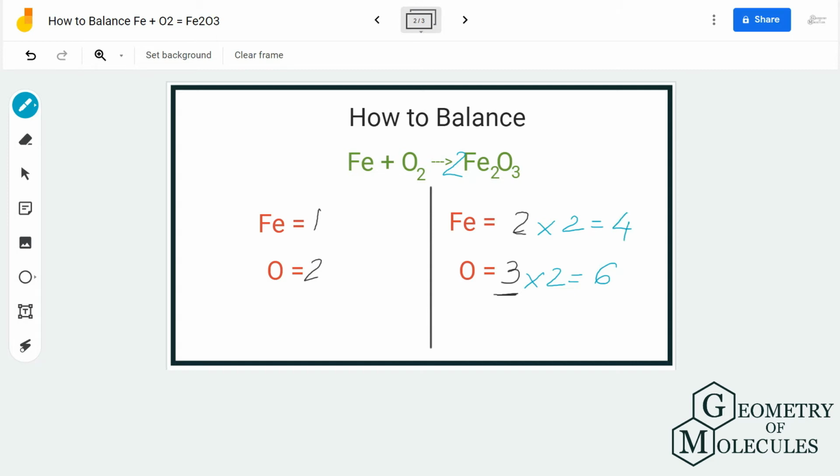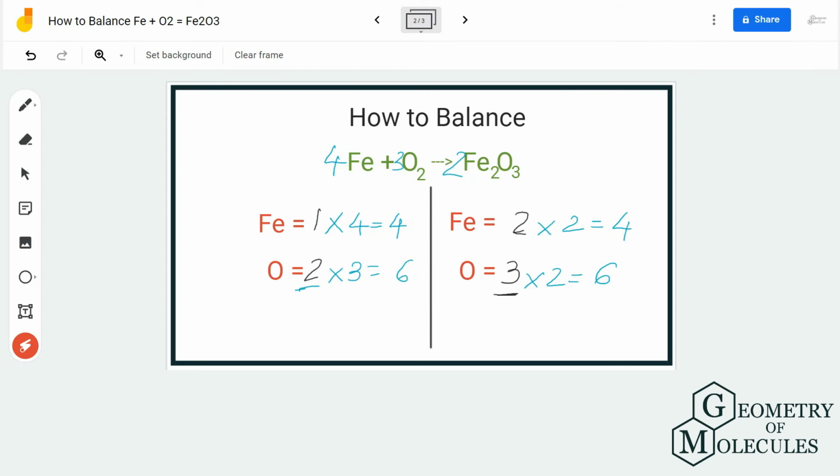Now we have to update our reactant side as well. As there are 4 iron atoms on the product side, it means there must be 4 atoms on the reactant side as well. So I'm going to put a coefficient 4 over here. Now I have 4 Fe, and as you can see there are only 2 oxygen atoms, so I'm going to put a 3 over here. Now I have 4 atoms of iron on both the reactant and product side and 6 atoms of oxygen on both sides. And this is how you balance the equation.